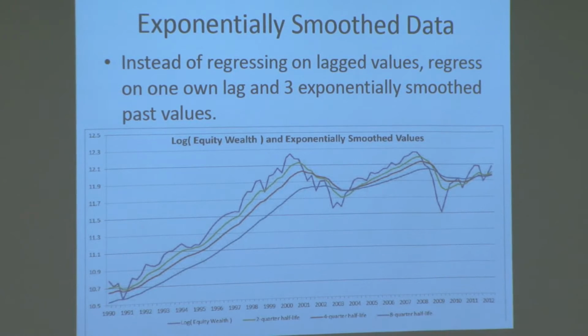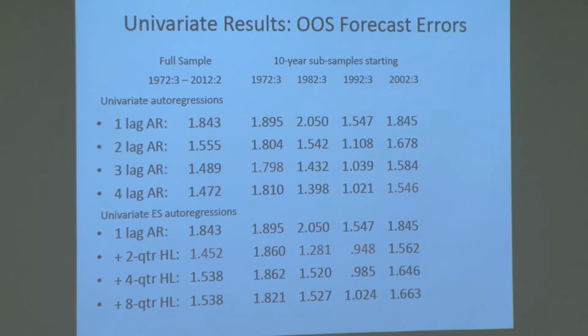It turned out it really didn't matter much, but it was something that I was experimenting with, so I want to report the results here. The 1 lag is the same because you start with where you are most recently, and then instead of regressing on further lags, you regress on these different moving averages. So I have a moving average with a 2-quarter half-life, a 4-quarter half-life, and an 8-quarter half-life.